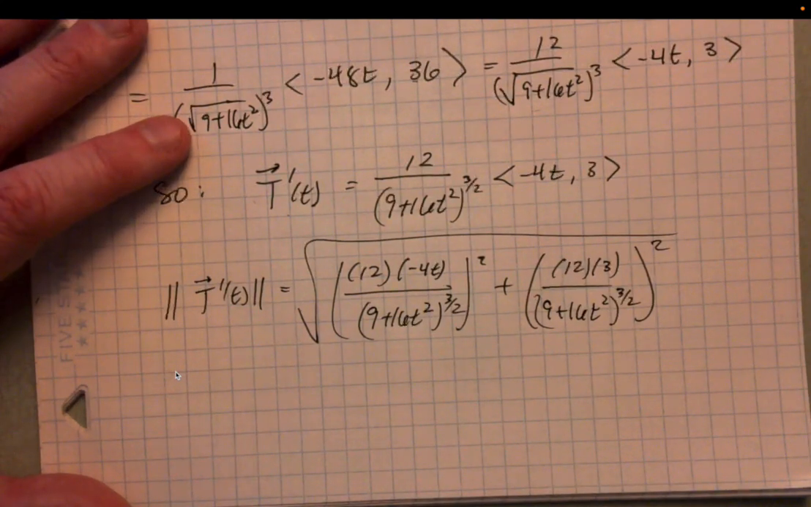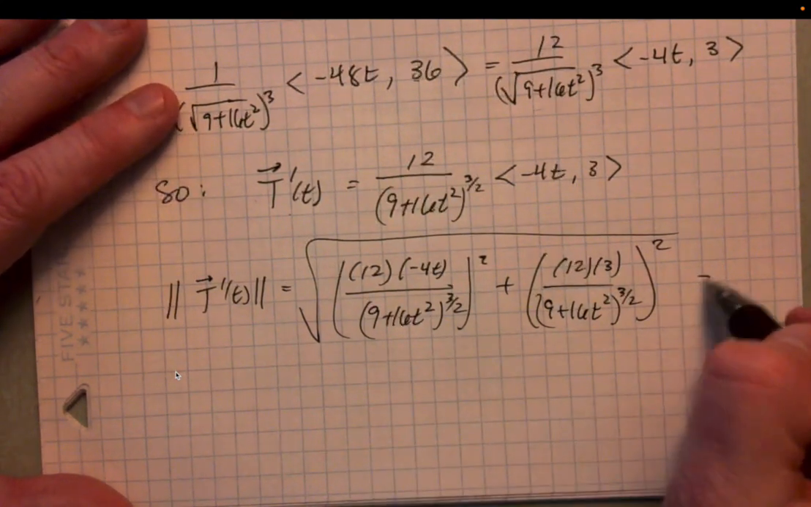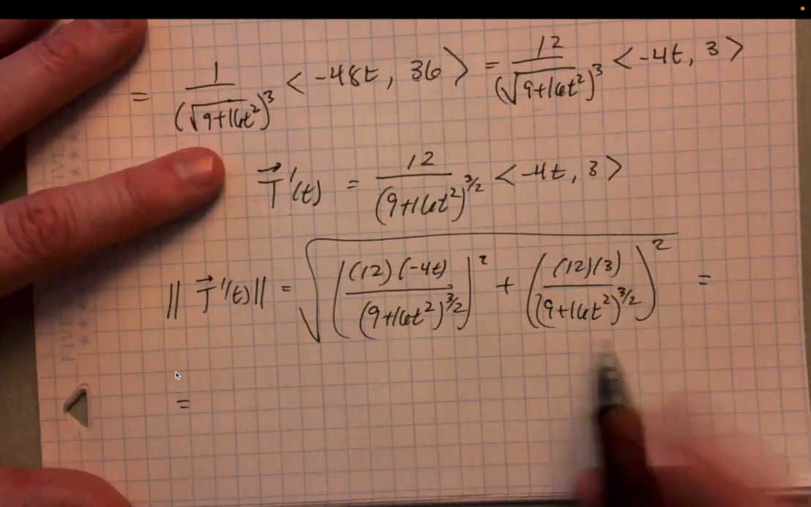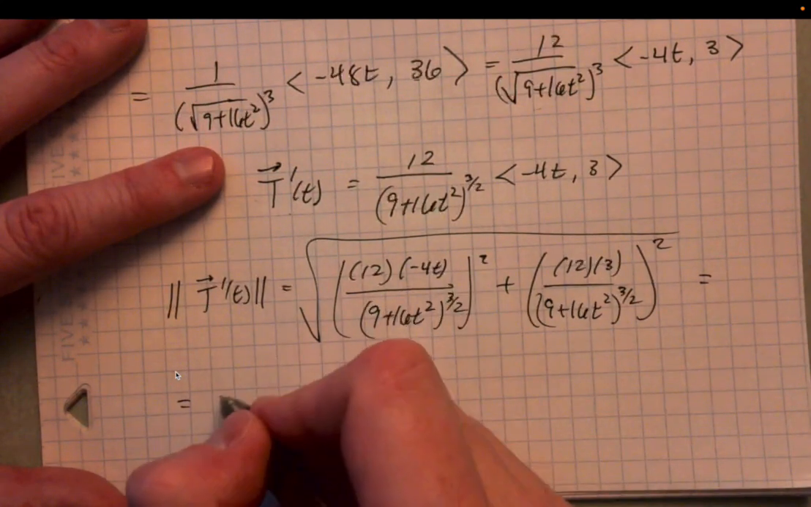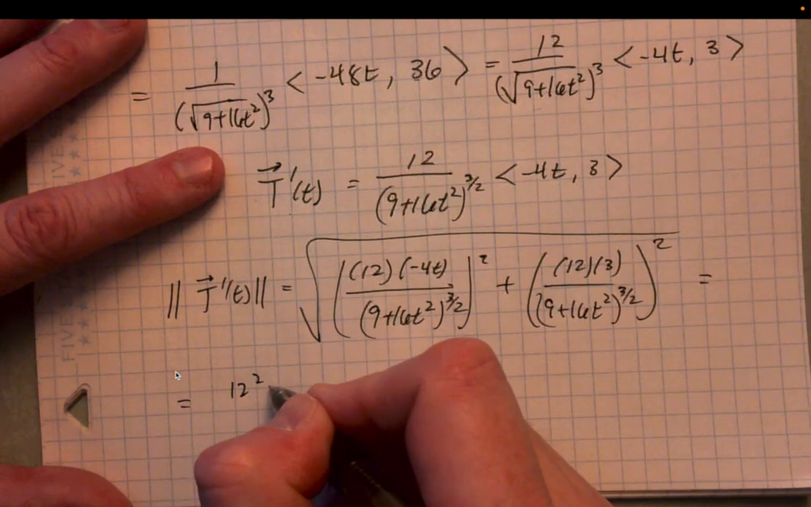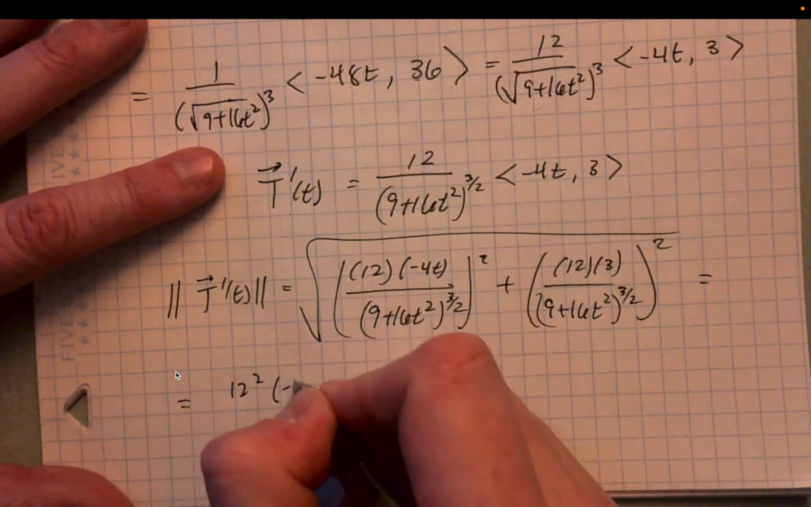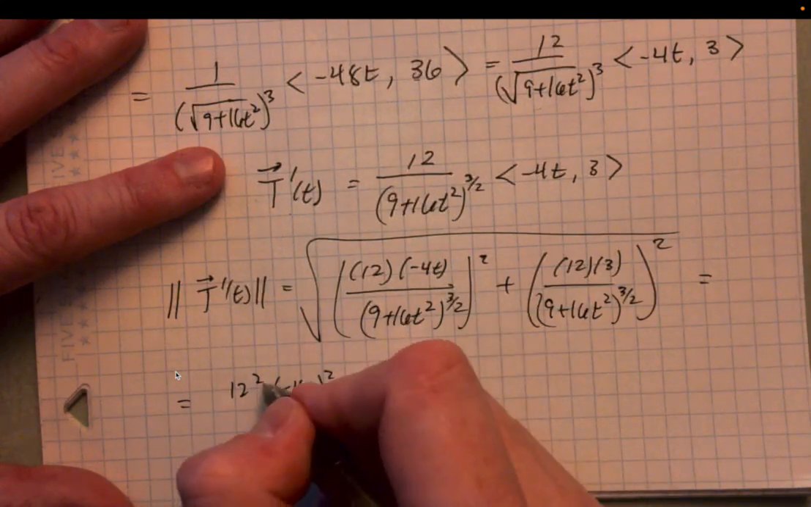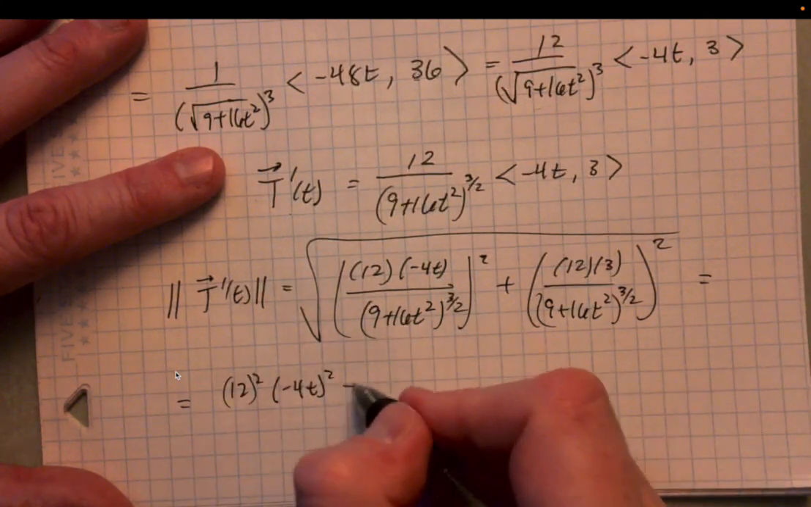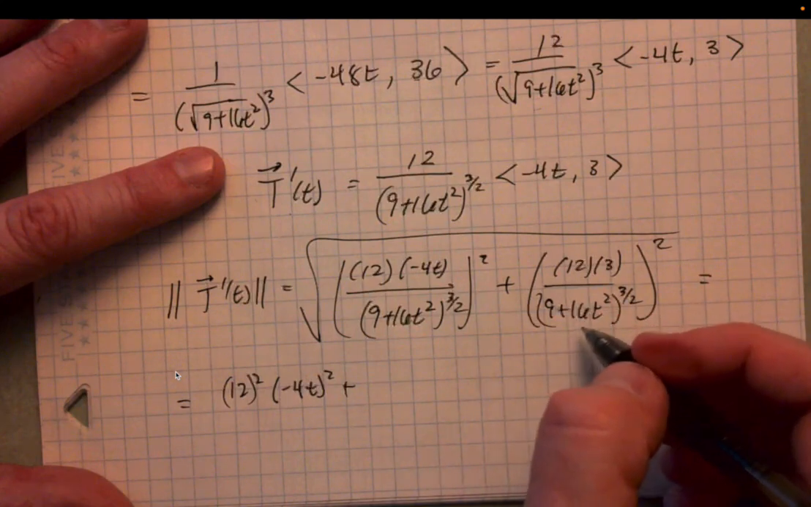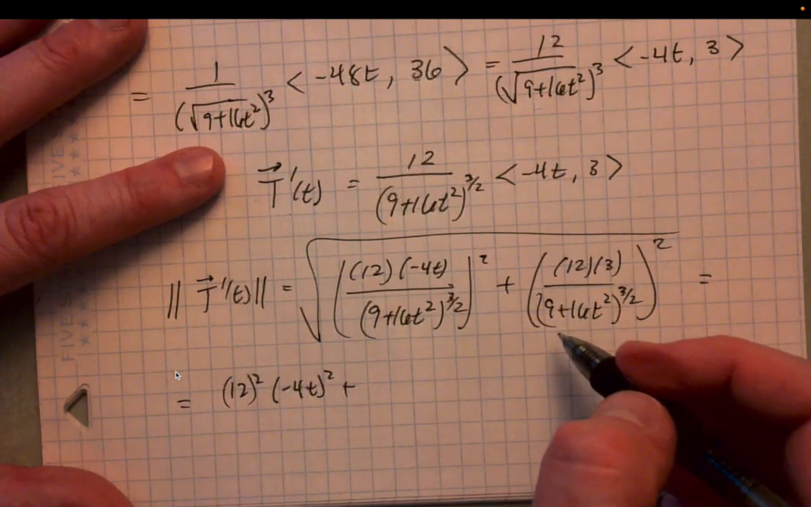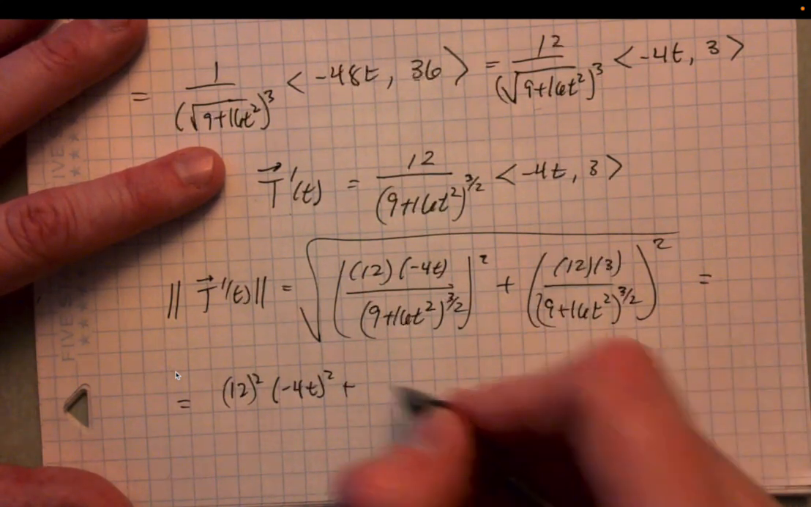All right, and so we have a common denominator, so we can kind of combine these things. And so what do we get here? This is going to be 12 squared plus, well, sorry, 12 squared times negative 4t squared plus another, let's see, 12 squared.